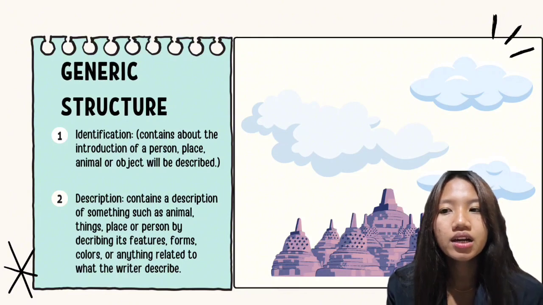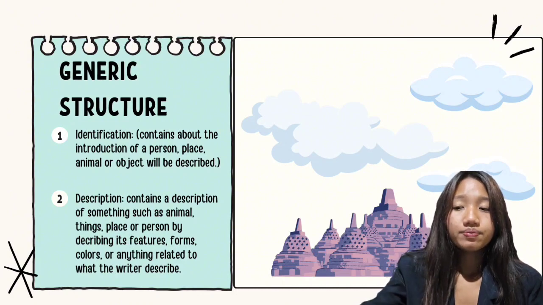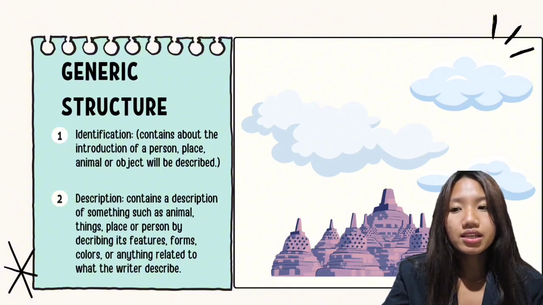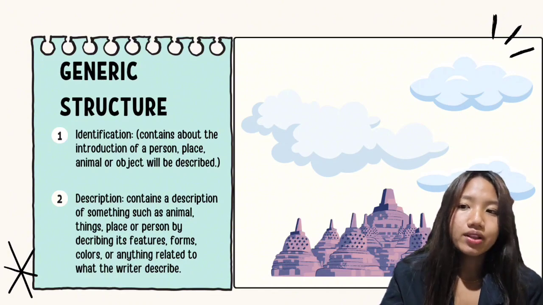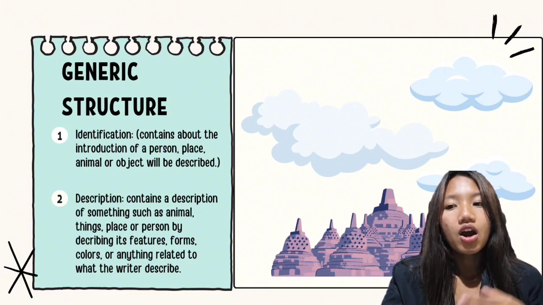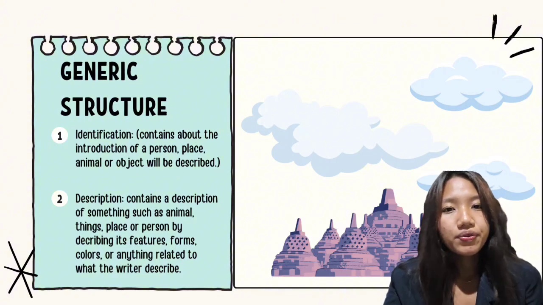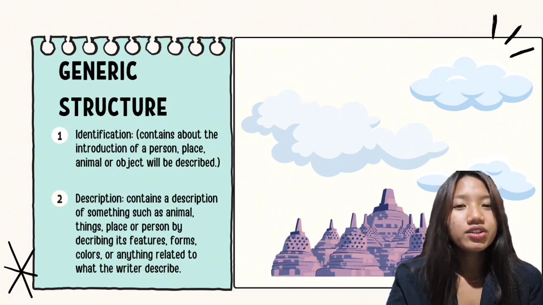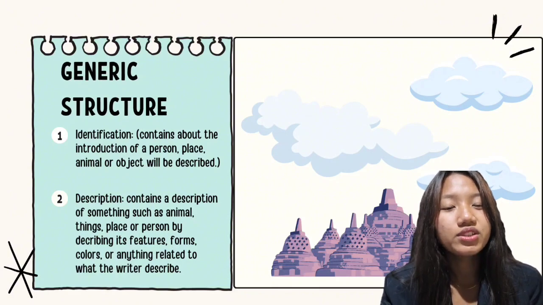So we have two general structures in a descriptive text. For the first is identification. The identification contains the introduction of a person, place, animal, or object that will be described. So the identification is an introduction, usually in the form of a general description of a topic.